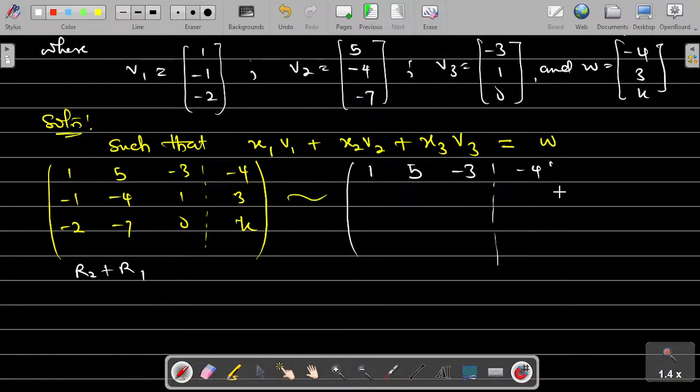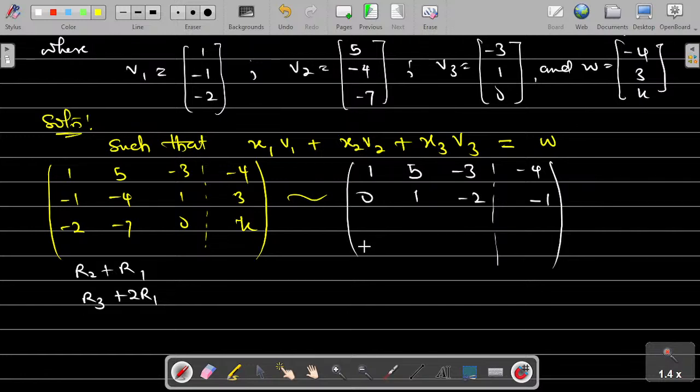Okay, so let's go. This plus this will be 0, this plus this will be 1, this plus this will be minus 2, this plus this will be minus 1. Okay, then this one, r3 plus 2r1 is what is going to help us eliminate.